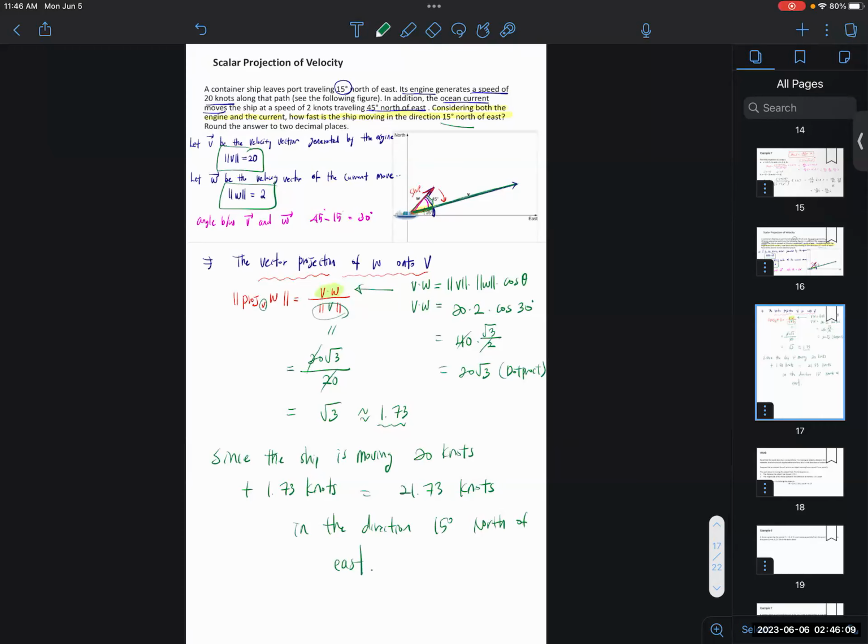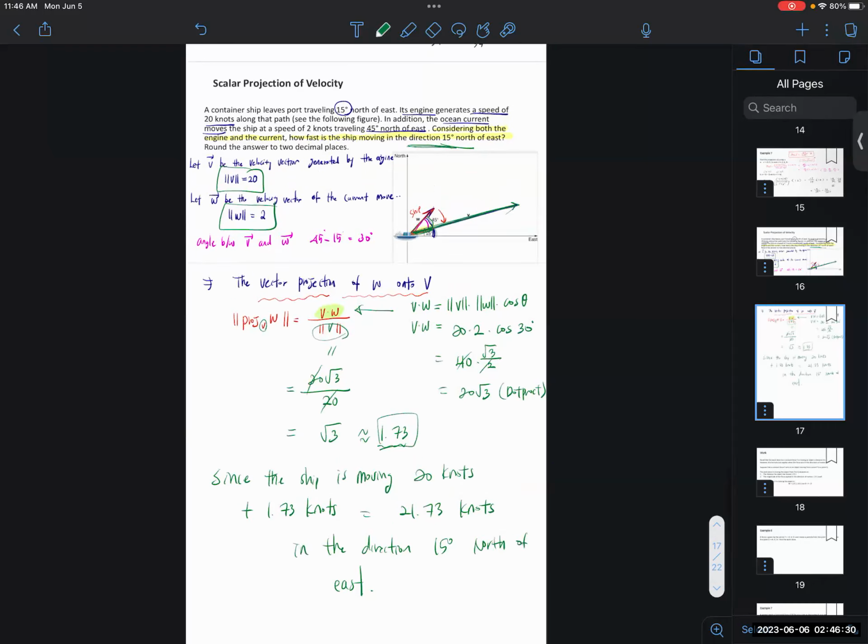So you can stop here. That's okay. We just found out that length, 1.73 knots. But in this context, they're moving in the 15-degree direction. How much total? It's going to be 20 plus 1.73, so 21.73 knots. Okay, so this is one of the applied problems. In this question, we used the vector projection formula plus the dot product formula, so that was one example.